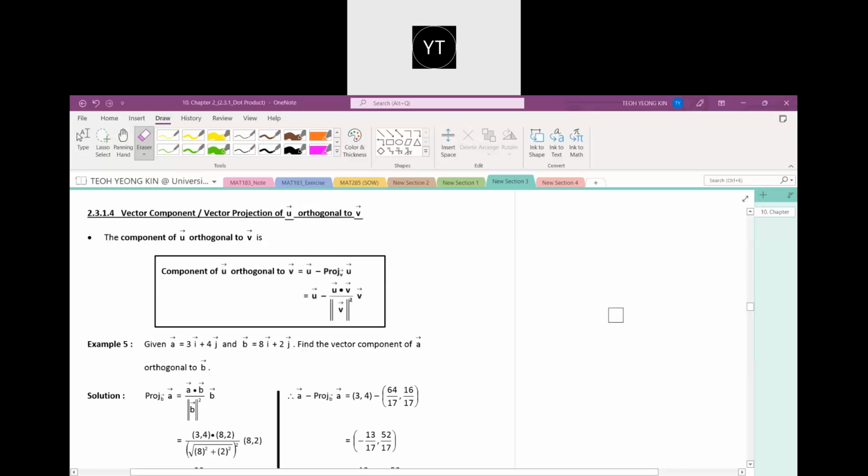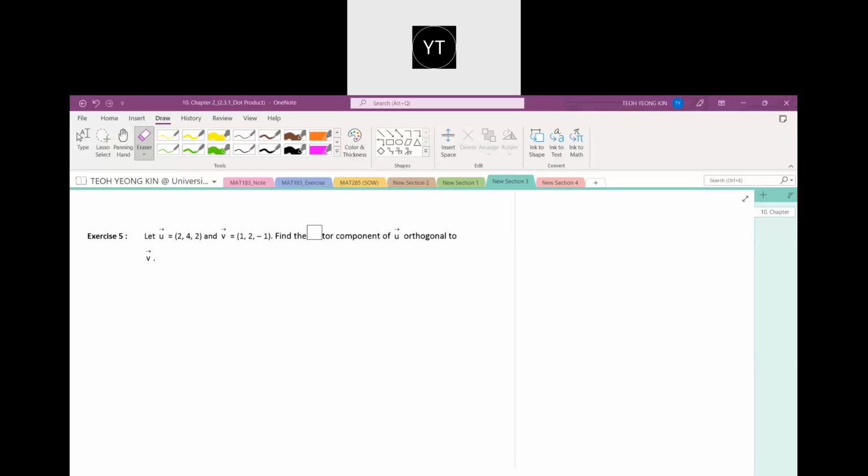So based on this, let's look at this exercise 5. Let vector u be equal to (2, 4, 2) and vector v be equal to (1, 2, -1). So the question is, find the vector component of vector u orthogonal to vector v. So here is the formula.